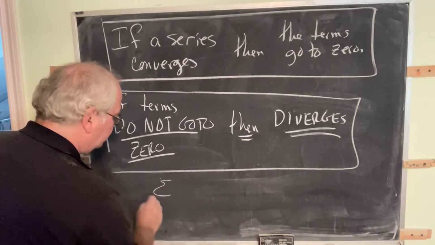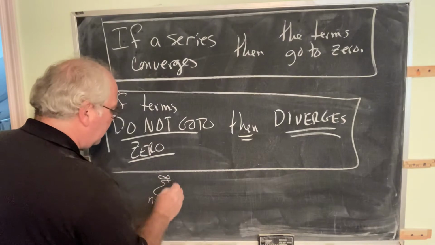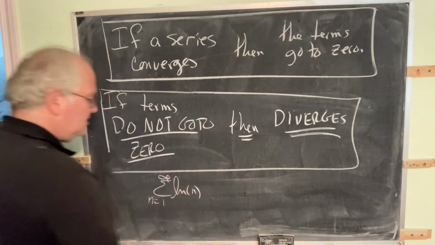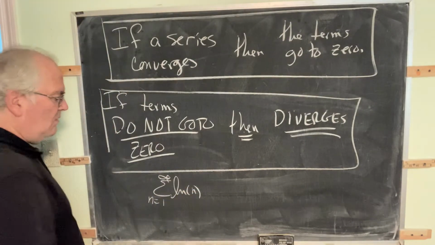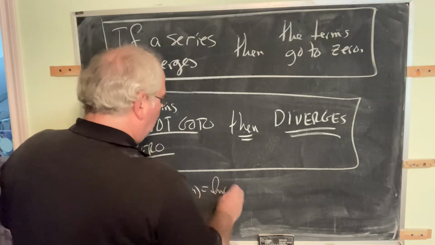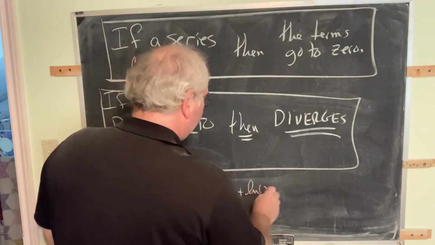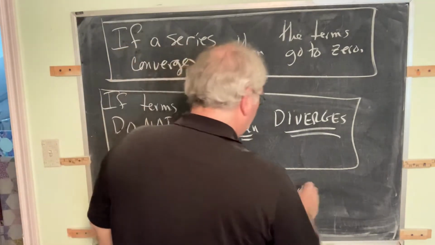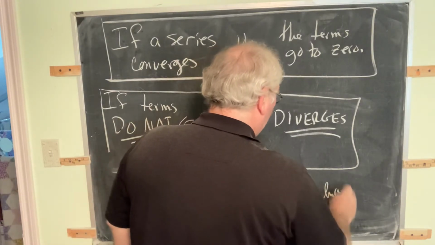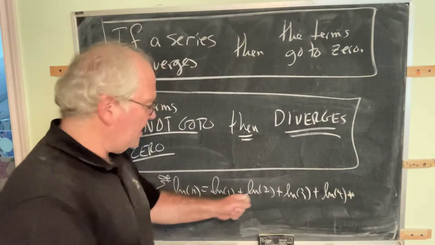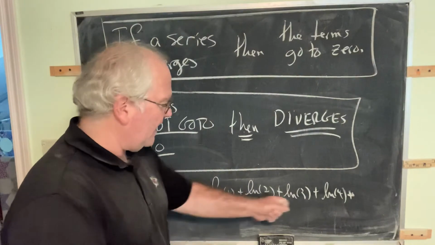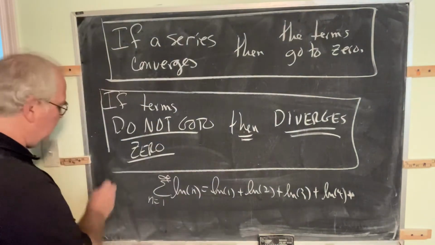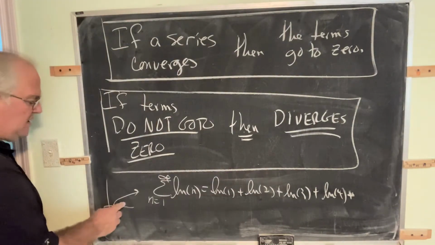Let's take the sum as n goes from 1 to infinity of natural log of n. Well, what are the terms? Natural log of 1 plus natural log of 2 plus natural log of 3 plus natural log of 4. But look what's happening. Those terms are getting bigger. Natural log of 2 is bigger than that. Natural log of 3 is bigger than that, because we know natural log is an increasing function.